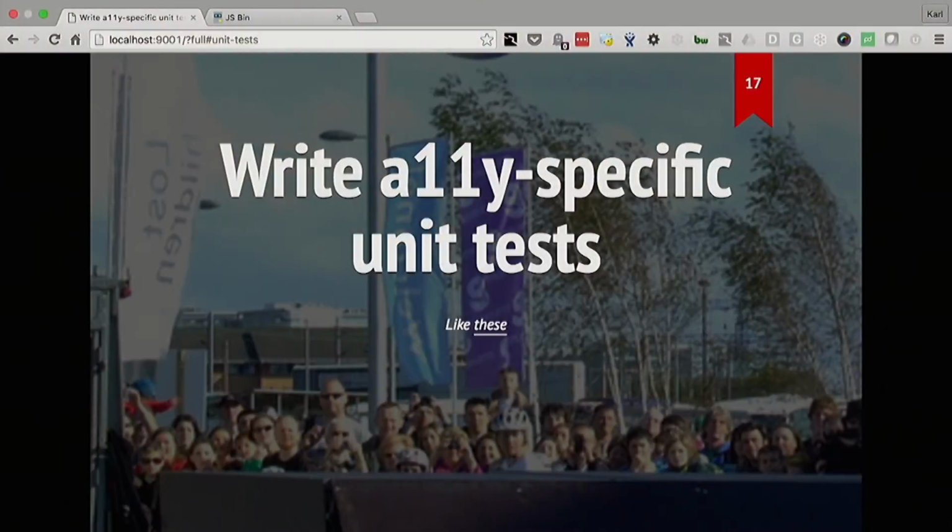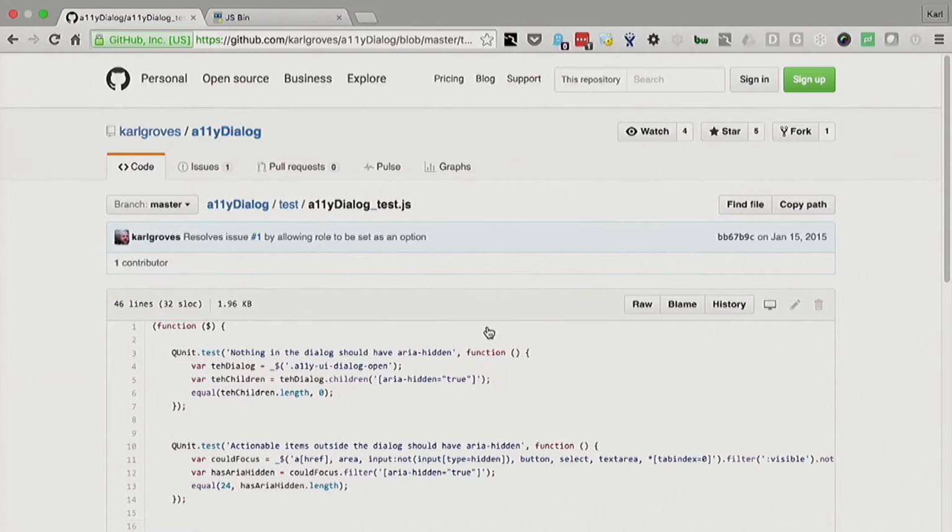Now, we also want to write accessibility-specific unit tests, okay? So here's some accessibility-specific unit tests that I wrote for this A11Y dialog. It's a jQuery UI dialog that I've extended to make sure it's accessible. But so here's some accessibility-specific unit tests.